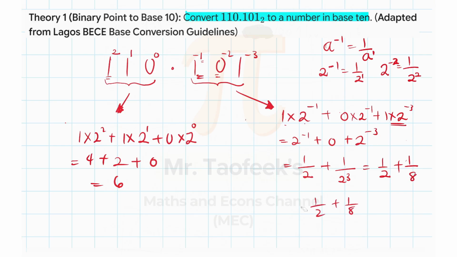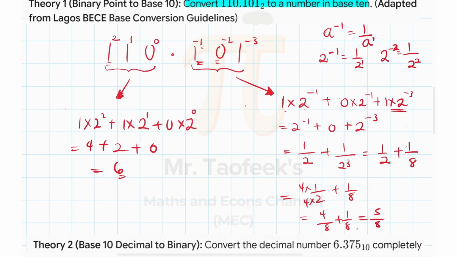I like to make them the same denominator because I'm trying to add up these two fractions. So this denominator is 8, but the second denominator here is just 2. So the question I'll ask myself is, what do I multiply by that to make the denominator 8? And the answer is 4. So we have 4 out of 8 plus 1 out of 8, and that gives us 5 out of 8. So this is the whole part, and this is the fractional part.